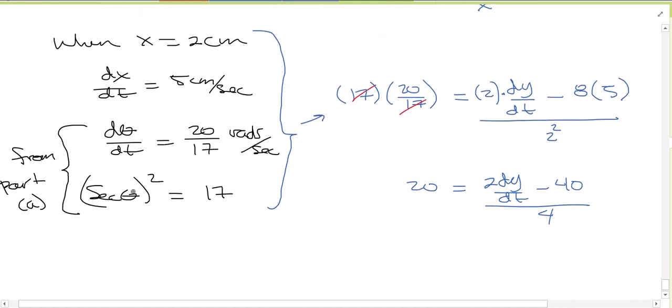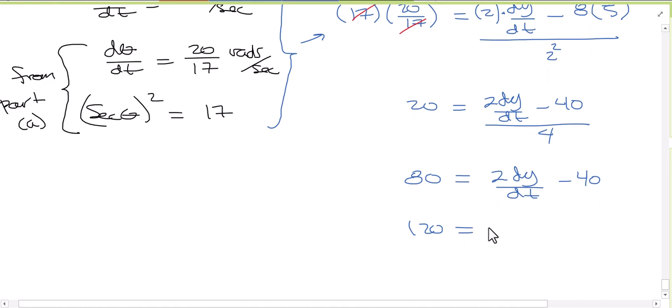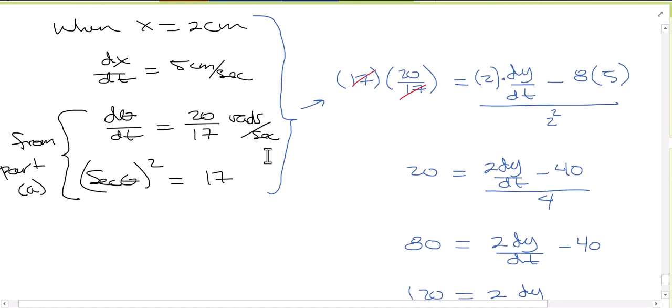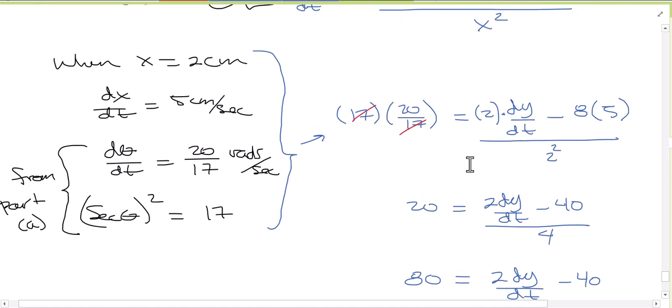So multiply both sides by 4, so I'm going to have 80 equals 2 dy dt minus 40. So add 40 to both sides, so 120 equals 2 dy dt. So divide both sides by 2, so 60 is dy dt. And let's see, what are our units going to be? X and Y are both measured in centimeters, so this is going to be 60 centimeters per second is our dy dt. So that's how fast the y coordinate is changing in this particular scenario.